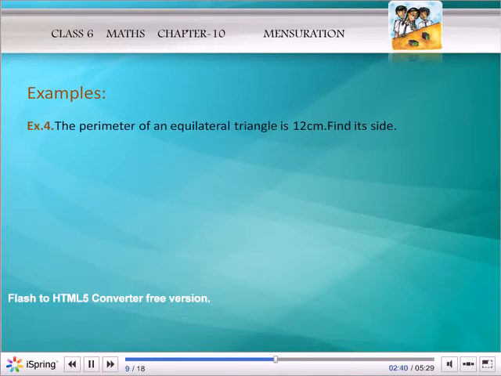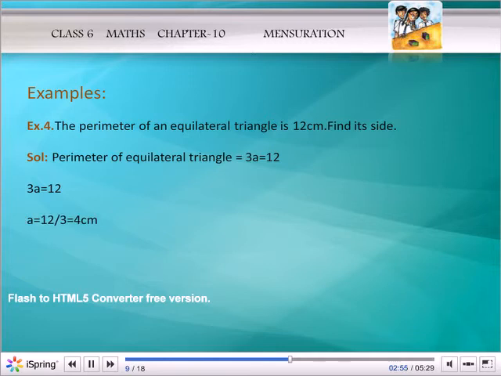Example 4. The perimeter of an equilateral triangle is 12 centimeters. Find its side. Solution. Perimeter of equilateral triangle is 3A, which is equal to 12. A is equal to 12 by 3, which is 4 centimeters. So side of the equilateral triangle is 4 centimeters.